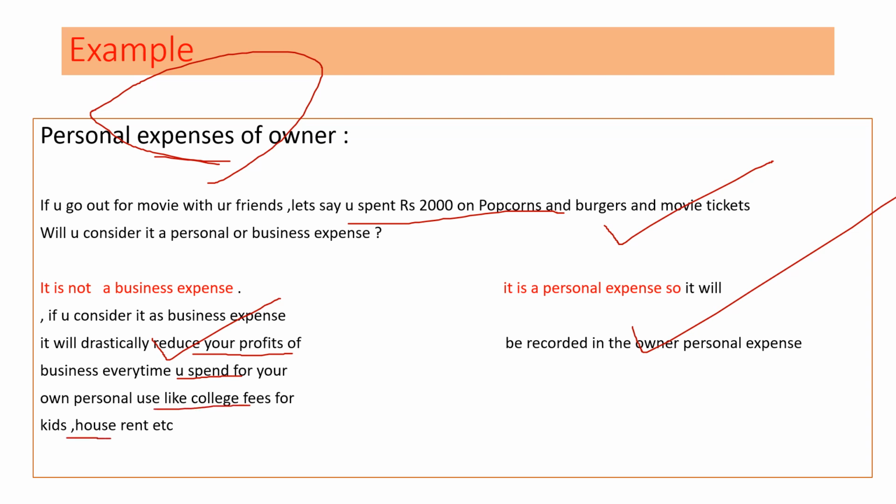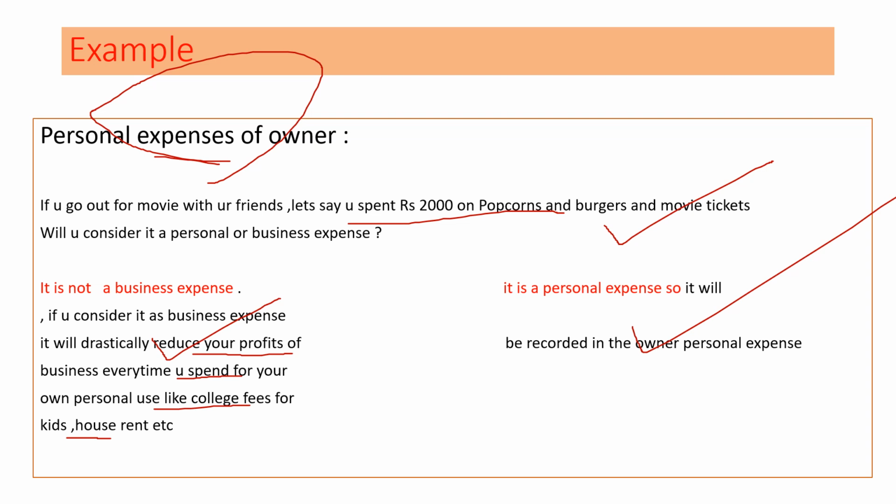Why do you think this principle is introduced in accounting? Because otherwise there will be a wrong reflection of your profits. Every time you incur an expense, whether personal or business, if you record everything only in your business books of accounts, obviously your profits will drastically reduce, and you will not be able to know what the business expenses are and what the owner's expenses are. They will combine together and give you a wrong reflection of the profitability of the business. So the owner's expenses and the business expenses should be considered separately and written in separate books.